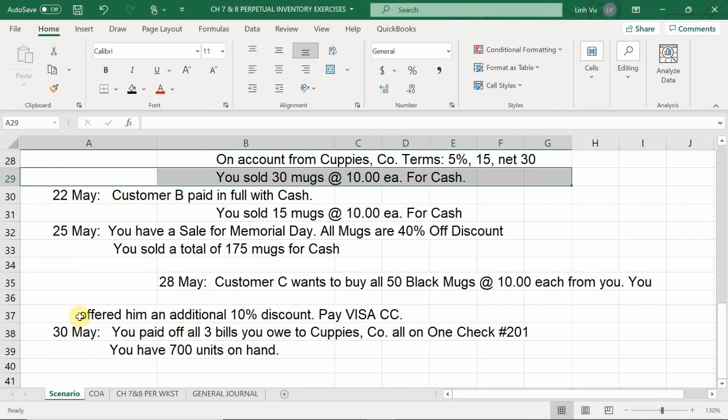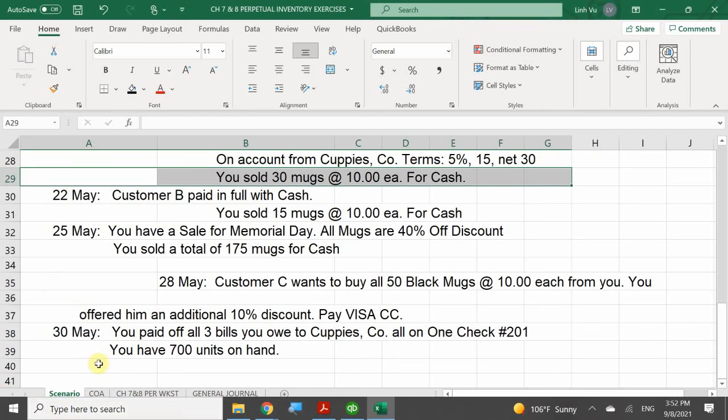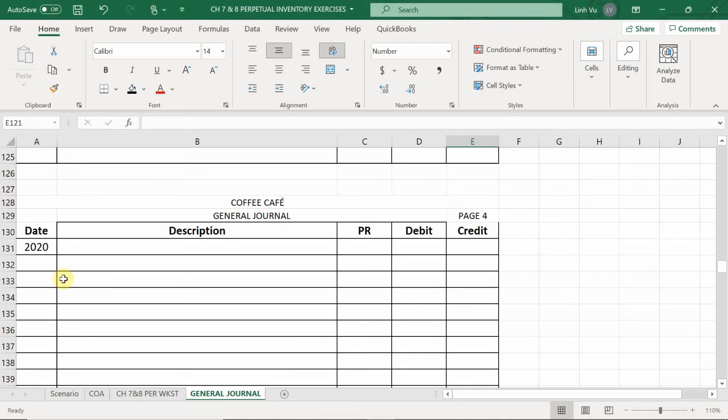Okay. So here I had a store-wide sale for Memorial Day sale where all mugs are 40% off. In this case, I sold a total of 175 mugs for cash. Okay. So how am I going to journalize this?